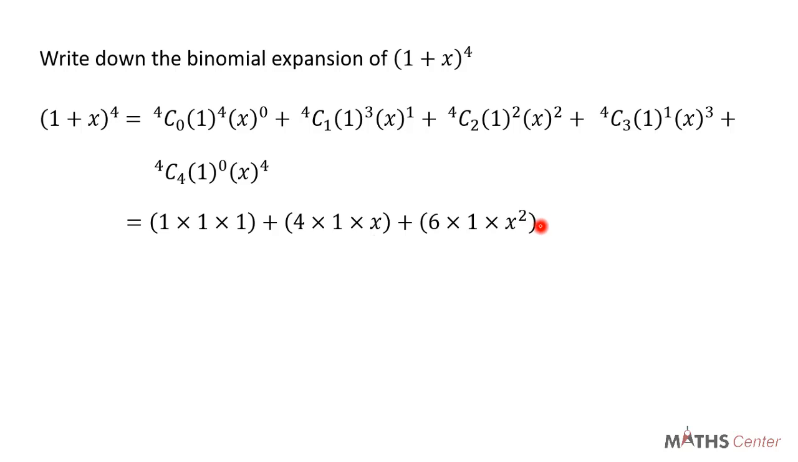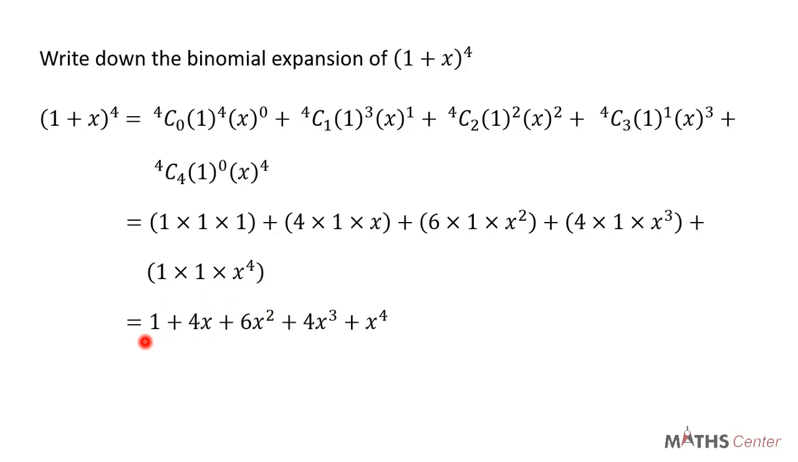X squared is x squared. Then for the next term, 4 combination 3 is 4. 1 exponent 1 is 1. X exponent 3 is x exponent 3. Then for the last term, 4 combination 4 is 1. 1 exponent 0 is 1. And x exponent 4 is x exponent 4.